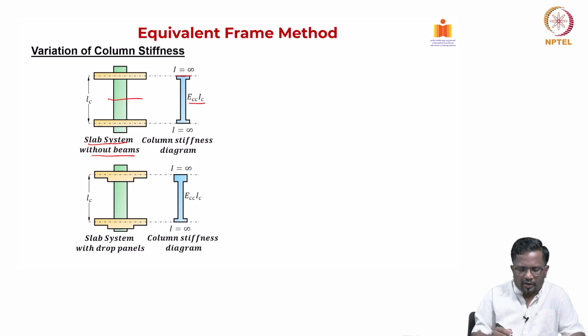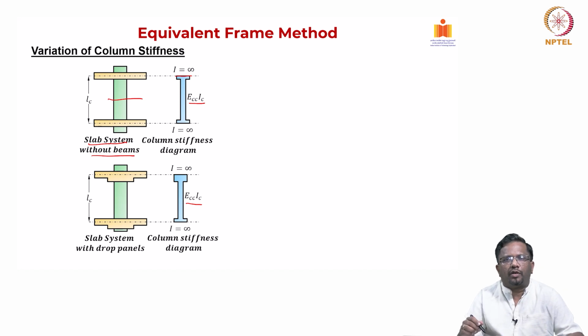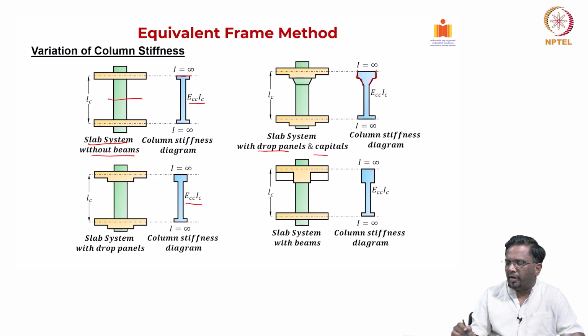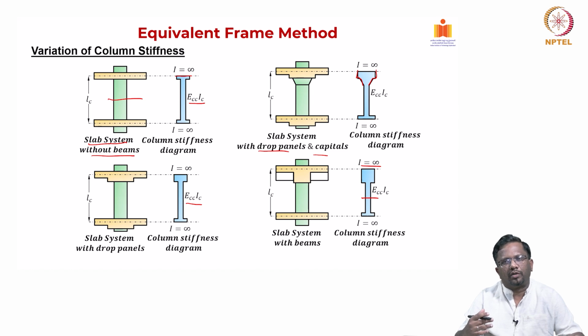Similarly, for a slab system with drop panels, you find that again you have this kind of a variation for the column stiffness. Again, for a slab system with a drop panel and capital, you are going to have variations like this. It goes like this and comes, right, and you get this kind of variations in your column stiffness. You can also have a beam like this, right. Then also you can see along the beam dimension your moment of inertia becomes a very high value, and then here you have EI. So there is a variation in the stiffness along the length of the column. There is also variation in stiffness along the slab beam element.